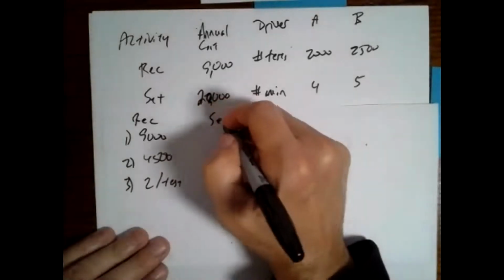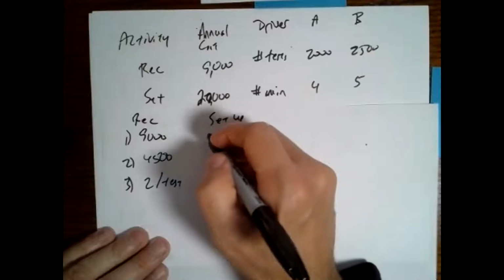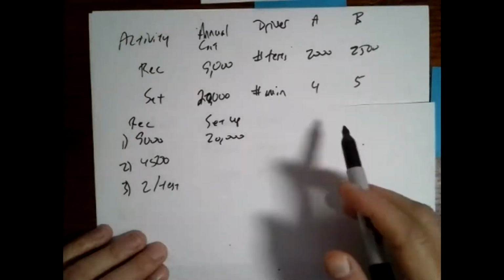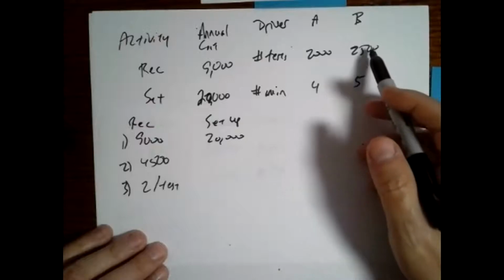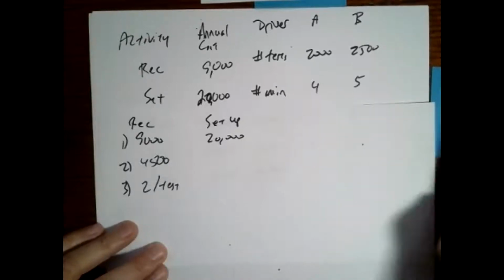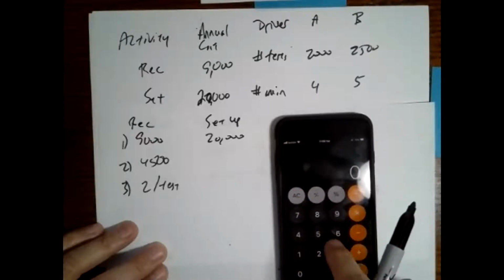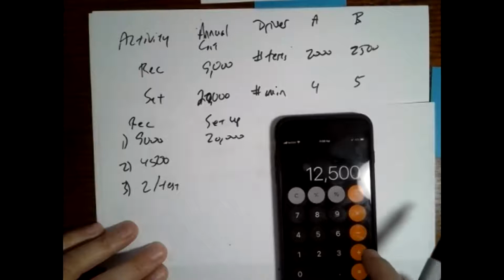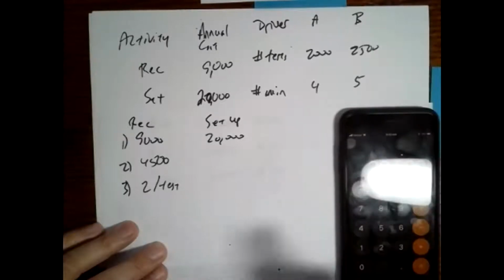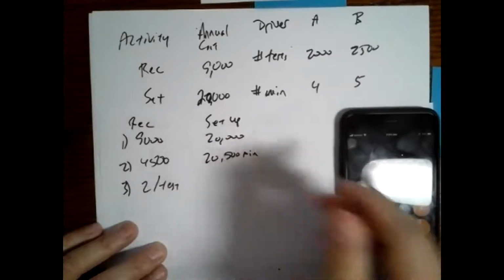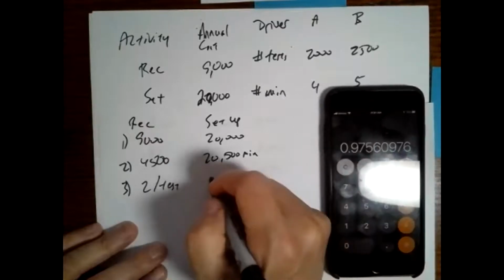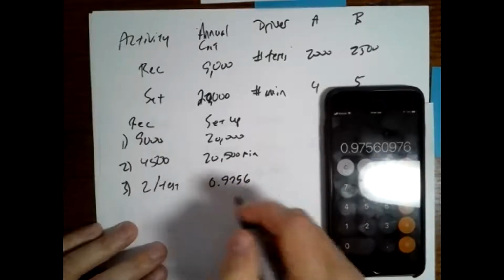What about setup? The cost pool is 20,000. What is the driver? Well, the driver is the number of minutes. So we do 4 minutes per test A, 5 minutes per test B. We do 2,500 test Bs. So 5 times 2,500 is 12,500 plus 4 times 2,000 is 8,000. So we have 20,500 minutes. So the cost per minute then is 20,000 divided by 20,500 minutes, or $0.9756 per minute.